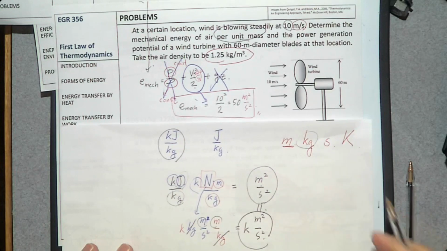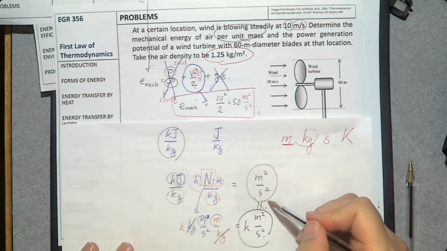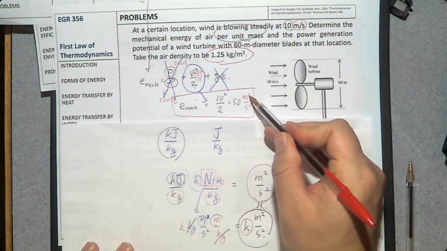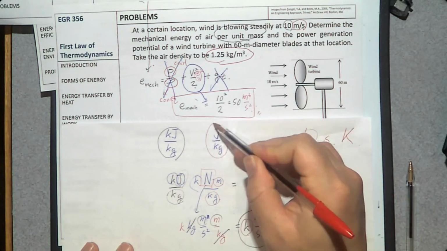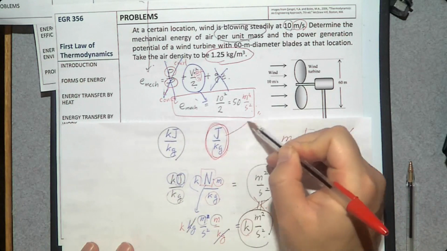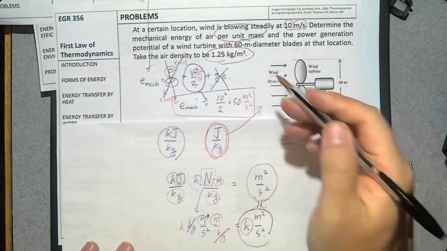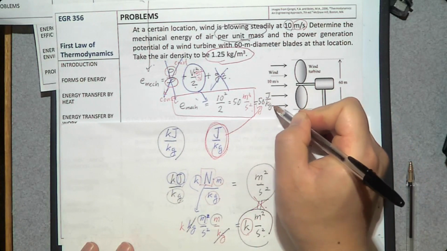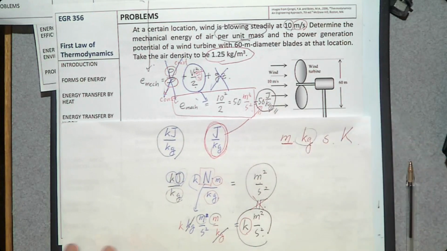So are they the same? No, because of this kilo. So you can say meter square per second square is the same as joule per kilogram. So now you can say the answer is 50 joule per kilogram. It makes much more sense, right?